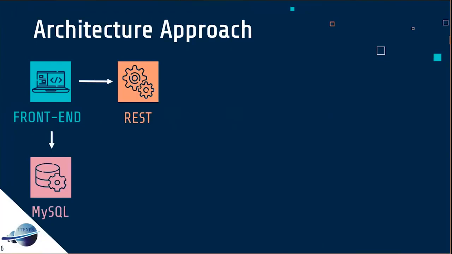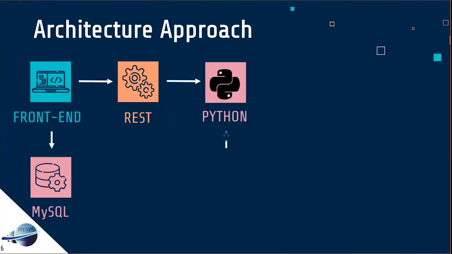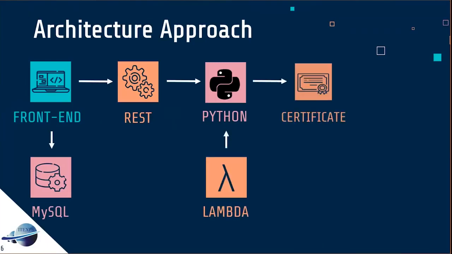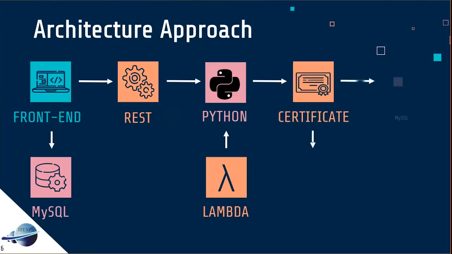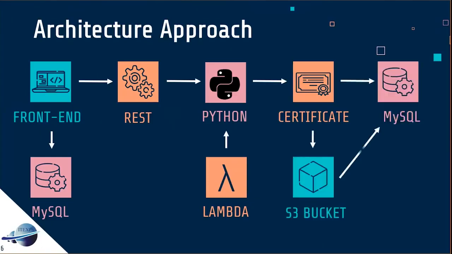Our Python program, which runs through a service called AWS Lambda, accepts these parameters, generates a certificate with this information, and stores it in a folder unique to that student. Each student has a folder which contains their respective certificates, and all these folders are stored within AWS S3's cloud storage. The links to the certificates are also saved in the MySQL database.